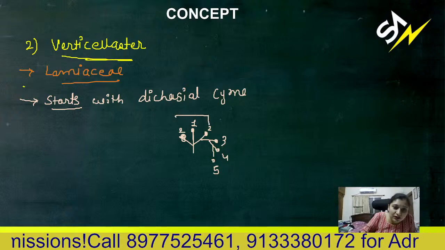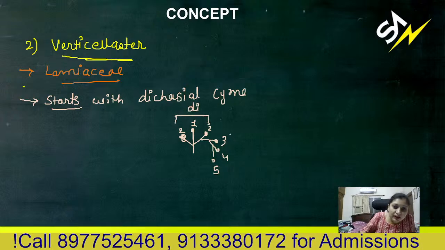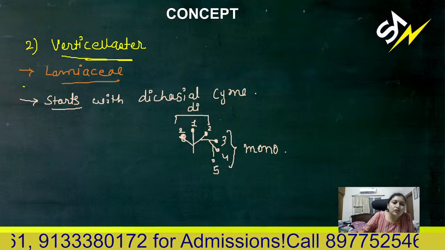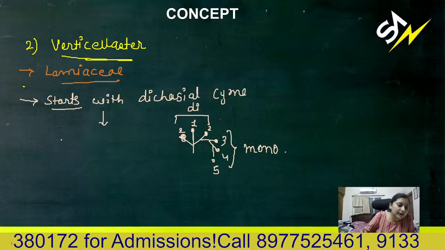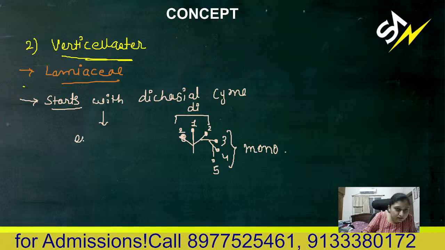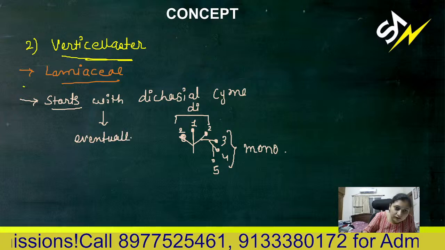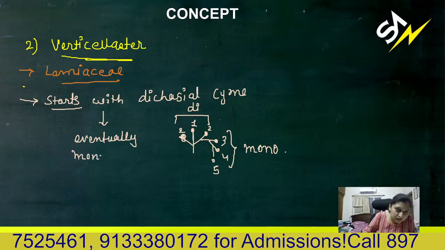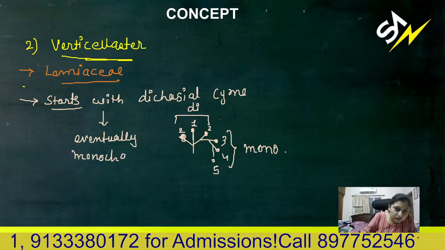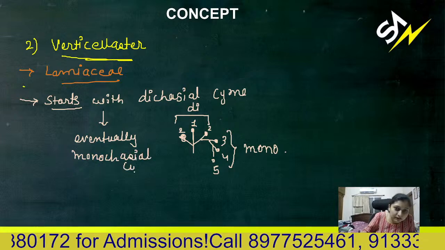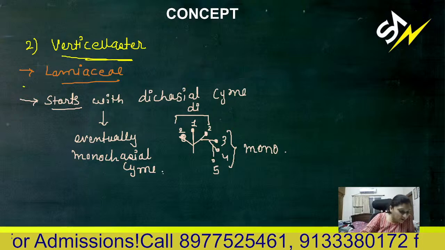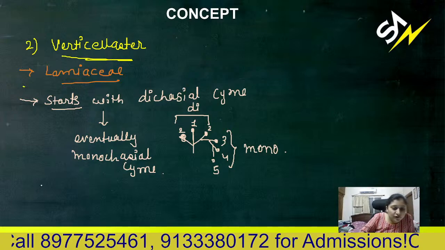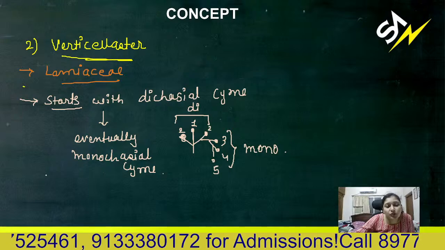So till here it is dicacial. Then eventually it is turning to the monocacial. So dicacial starts with dicacial, then eventually it becomes monocacial. Monocacial sign. So this is also a type of cymose racemose, which forms a false whorl around the node.